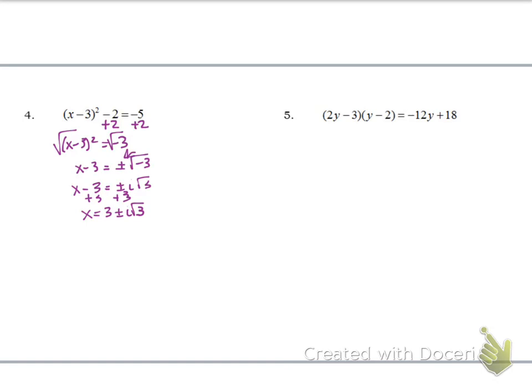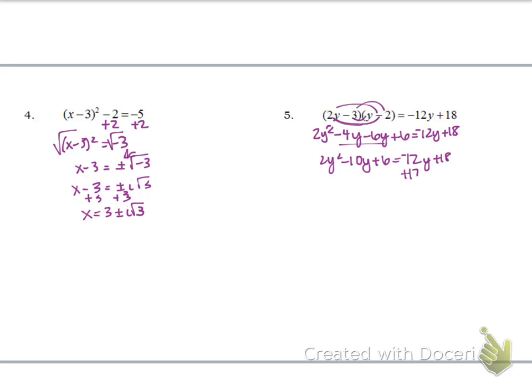Alright, my next one, let's go ahead and FOIL this and simplify, because I can't divide by it because it's going to get really ugly. So I do 2y squared minus 4y minus 6y plus 6, negative 12y plus 18. Looks like I got y squared and a y, so I'm going to bring everything to one side. Let's go ahead and simplify those combined like terms to get a negative 10y. So I'm going to add my 12y over, and then in the same step I could subtract 18. So I'll get 2y squared plus 2y minus 12.